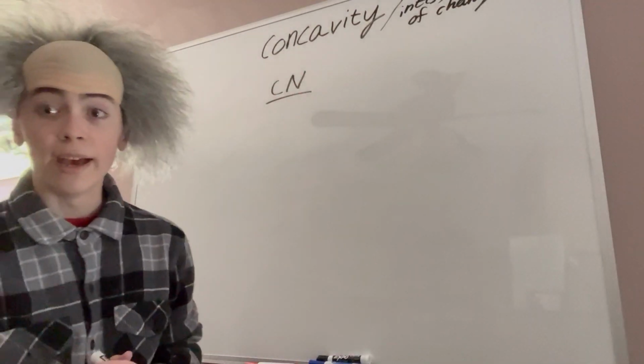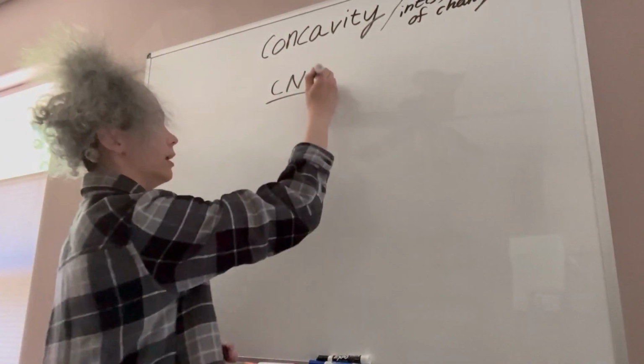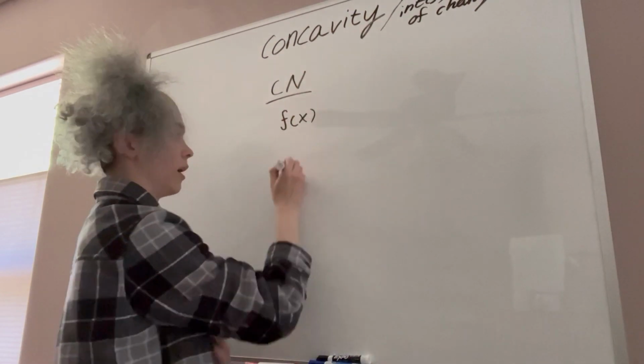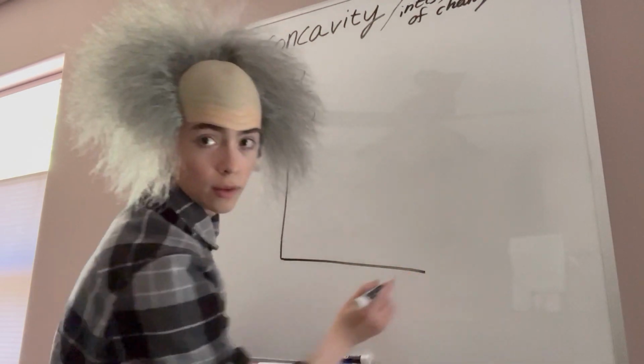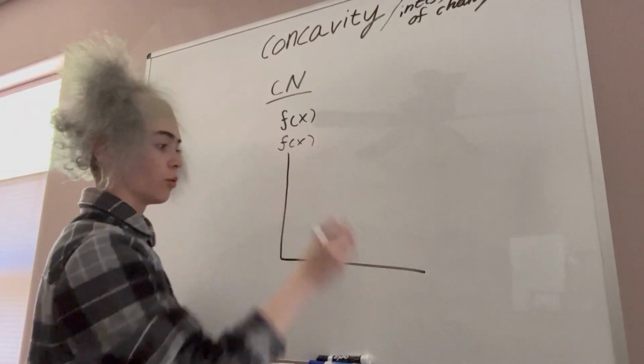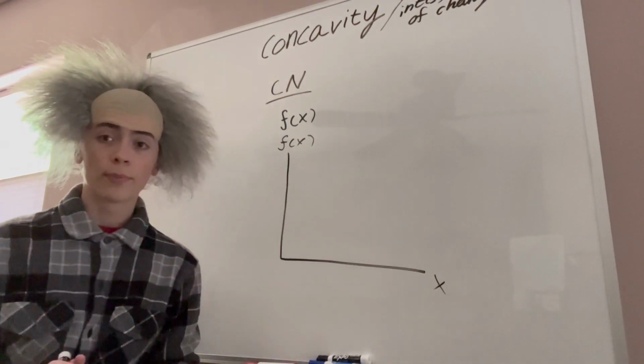So first of all, I'm going to define what we call a critical number, commonly abbreviated as CN, right? A critical number is, let's say you have a function f of x. I'm going to draw out f of x. This is going to be our f of x for the video, right? We'll be in quadrant 1 because that's easiest to explain, right?